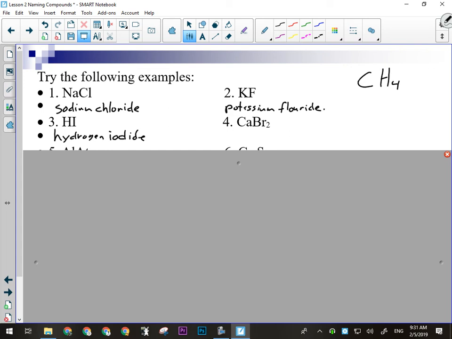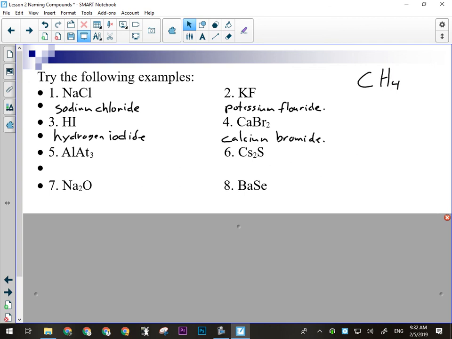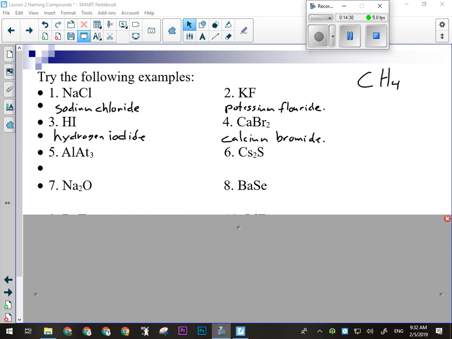What does Ca stand for? Calcium. And Br is bromine, so this is going to be calcium bromide. You are going to need your periodic table out now because you'll have to look some of these up. I want you guys to try 5 through 8. I'll give you a couple minutes and then we'll walk through those.